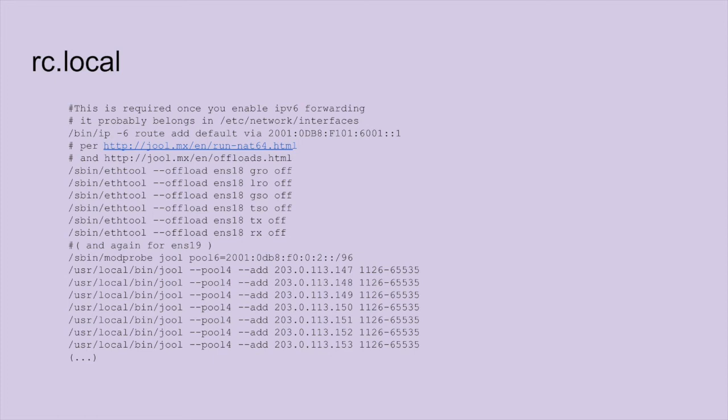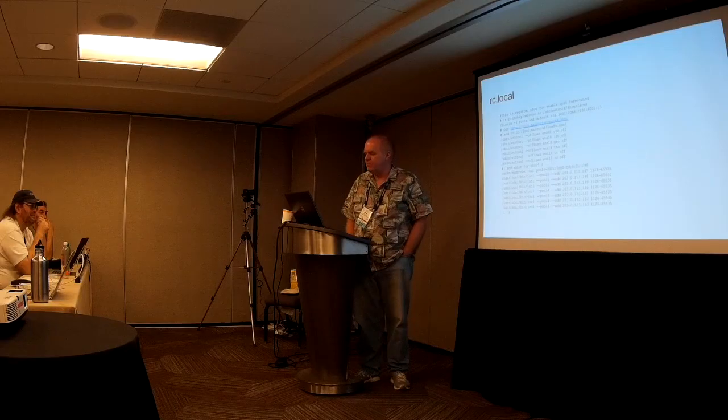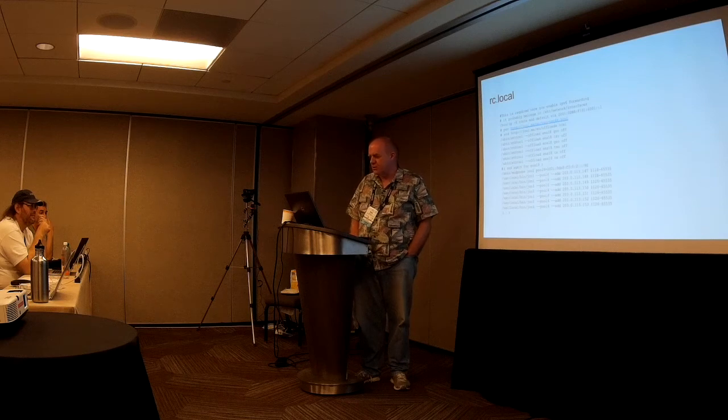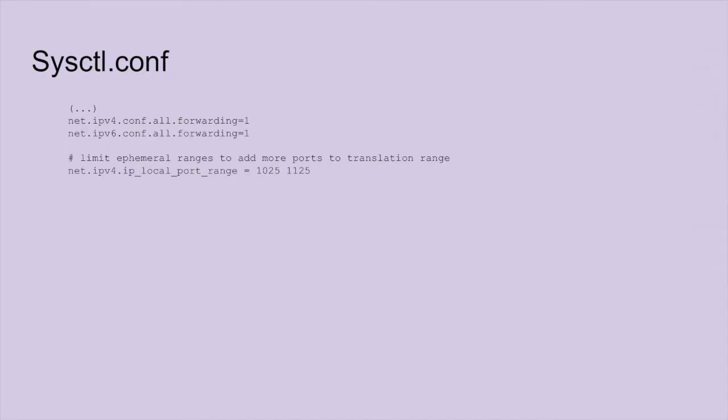This machine has two interfaces, so you do it for both interfaces. And then you do the modprobe to load the Joule module. And then there's a user space binary, also called Joule, that you use to manage Joule. And I added a bunch of addresses to the pool. In sysctl.conf, you put the forwarding for v4 and v6.